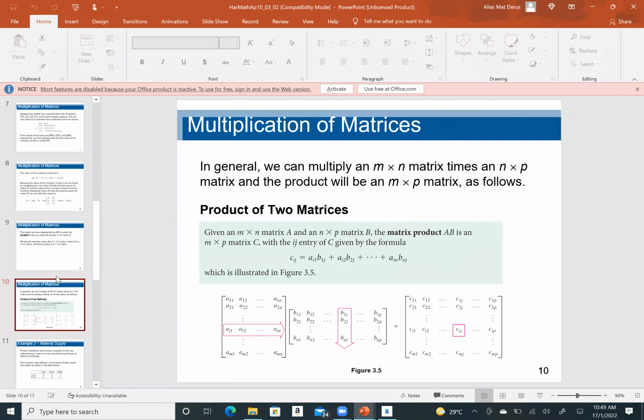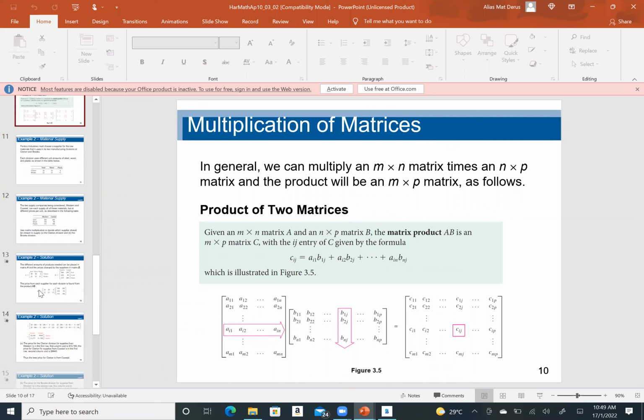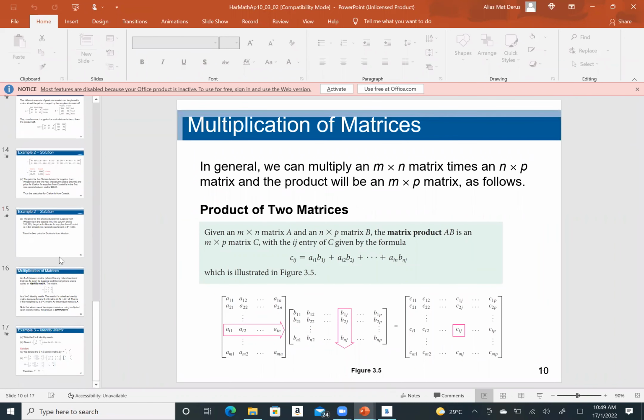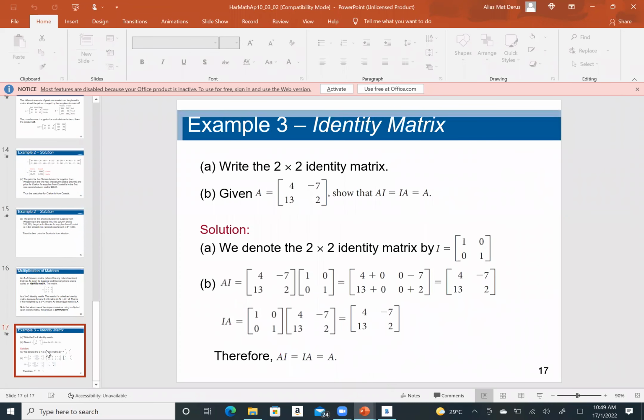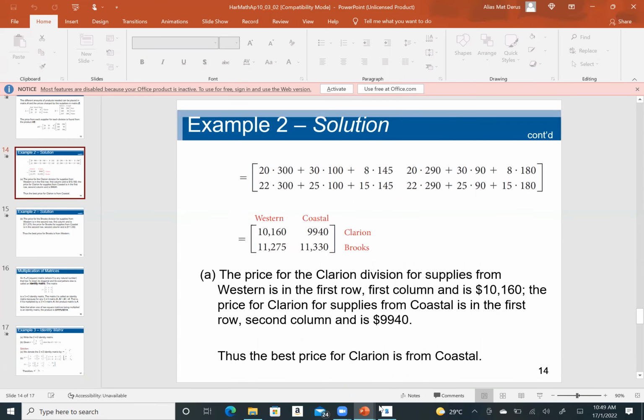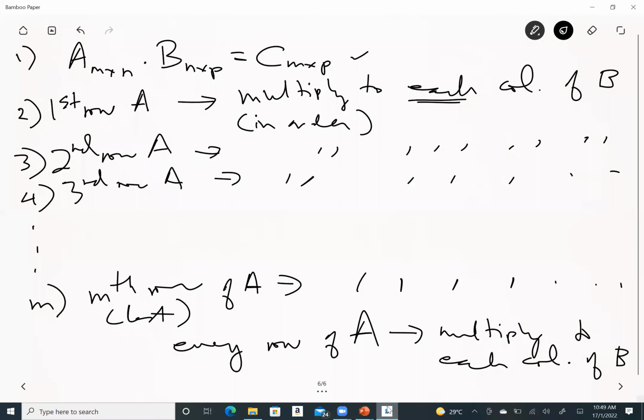To see it better, kita tengok example. Kan benda ni general, kadang susah nak tengok, dia besar kan. So kita buat example. Kita buat matrix ni. Alright, so example. Before I proceed, any question on the multiplication? Okay. Kalau ada question, tengok example dulu.